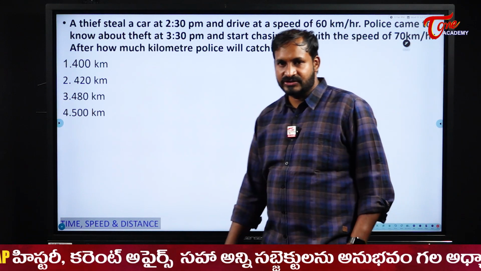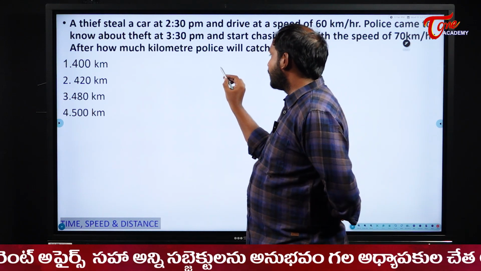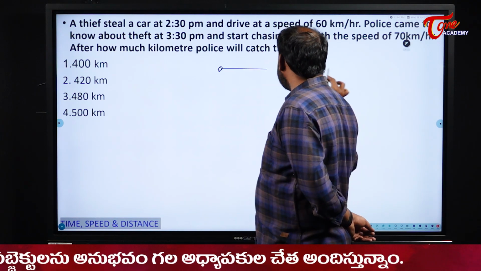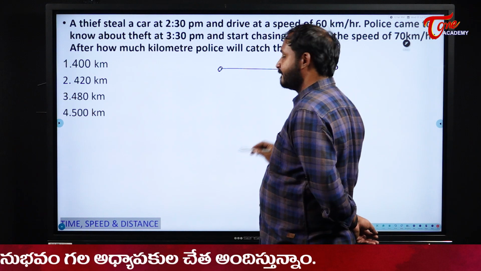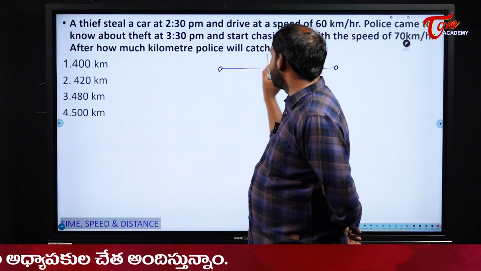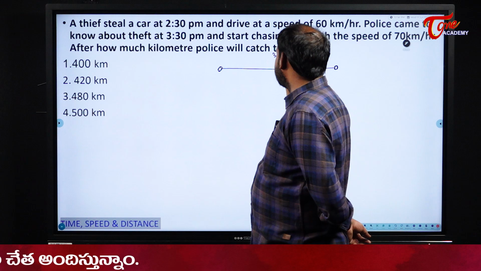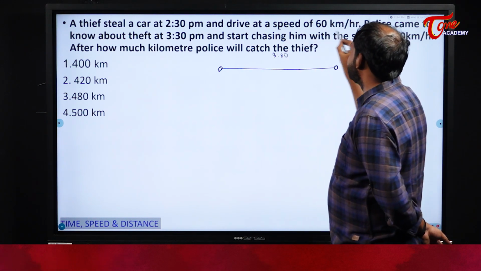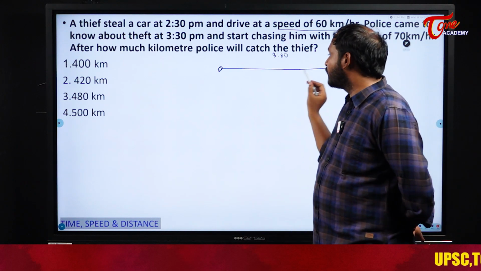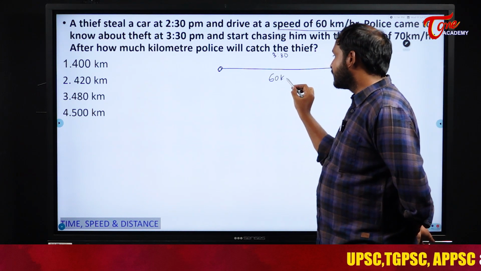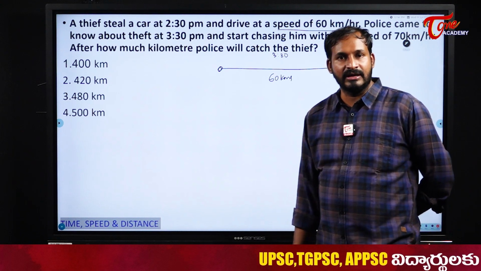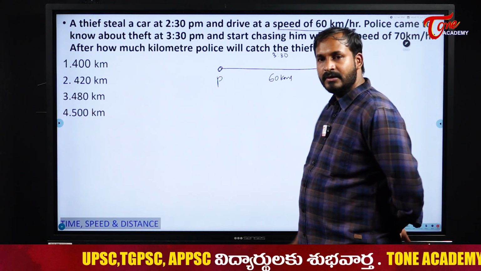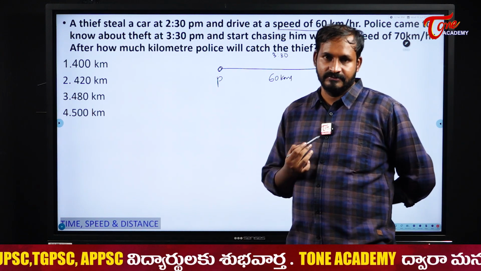Okay. Now see here, students. Please observe here. At 2:30, the thief has stolen the car at this position and he will travel some distance. Now the time is 3:30. At 3:30, 1 hour has passed, right? The thief will go at a speed of what? 60 km/h. That means in 1 hour of time, he will cover what distance? 60 kilometers. Now the police is here and the thief is here. Now the police started chasing him.